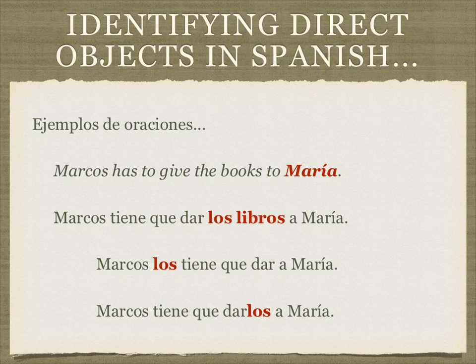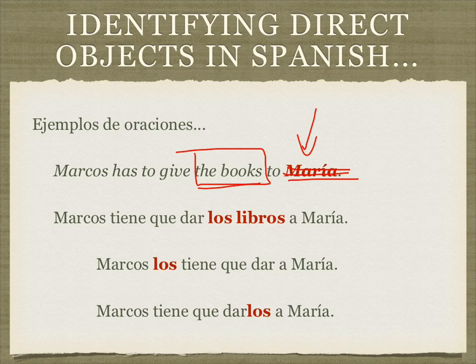Here it is. Marcos has to give the books to Maria. So we know that the books is the direct object. Disregard that. That's the indirect object. Marcos has to give the books to Maria. So what is being given? The books. To whom? To Maria. Okay, so here in Spanish we have Marcos tiene que dar los libros a Maria.